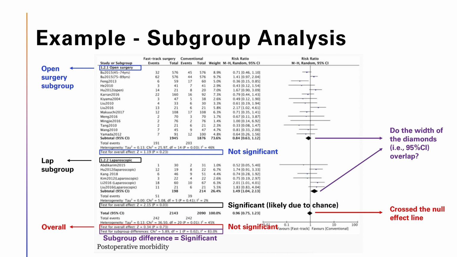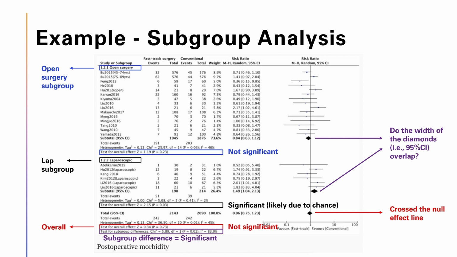So let us look at some examples now. Based on the overall pooled analysis, the risk of post-op morbidity in conventional versus fast-track surgery is not significantly different, as evidenced by a p-value of 0.73 and confirmed on visual inspection as the diamond crosses the line of no effect. However, the test for subgroup differences shows a significant difference. This indicates there is a significant difference between the open surgery and laparoscopic subgroups.